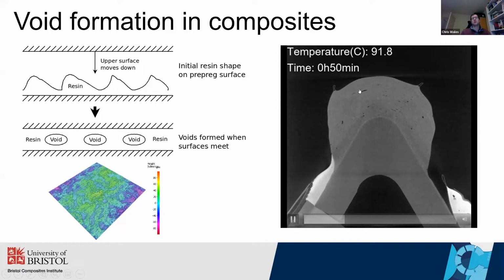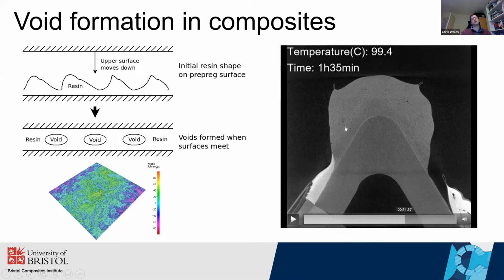Most of the voids consolidate at the beginning; most of the consolidation is done fairly early on in the cure cycle. And as we skip further forward, as the resin is beginning to cure, you get very little void movement.